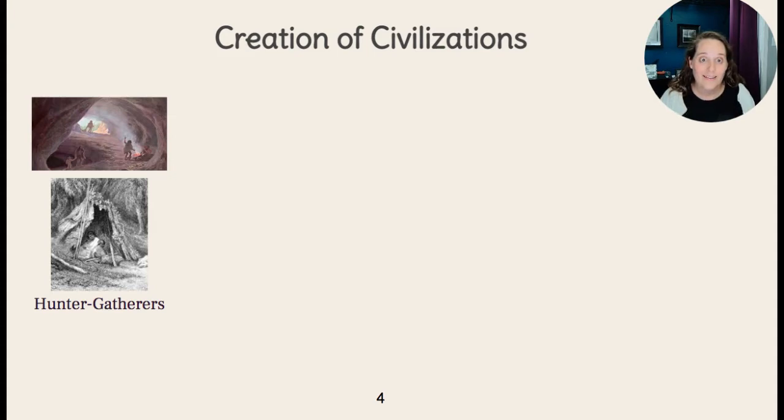They didn't have nice homes with brick or anything like that where they could stay a while. They had to follow the herds or the seasons, where plants were plentiful and things like that. And they often had to live in very, very small groups because the more mouths you have to feed, the harder it is to find that much food.